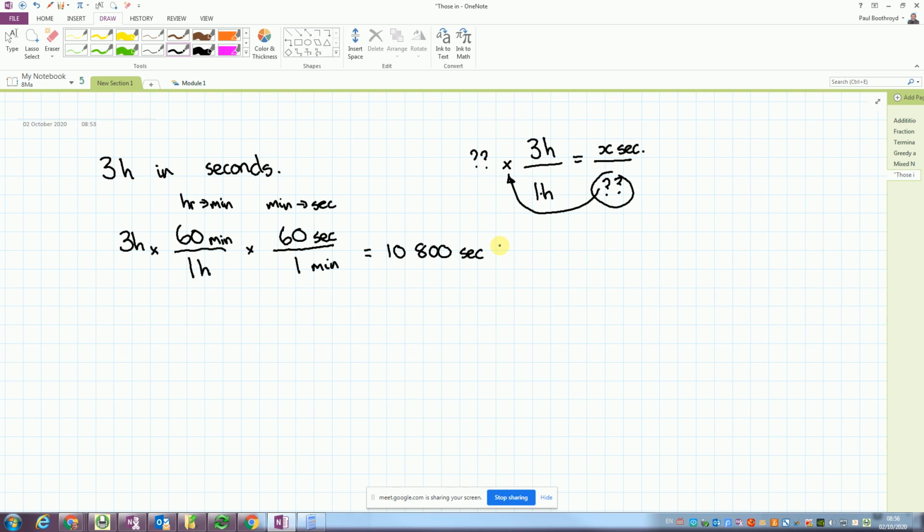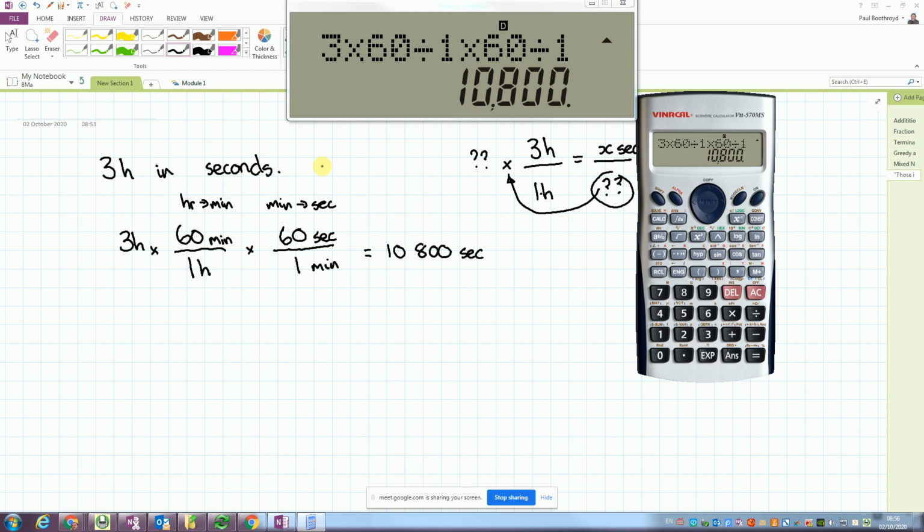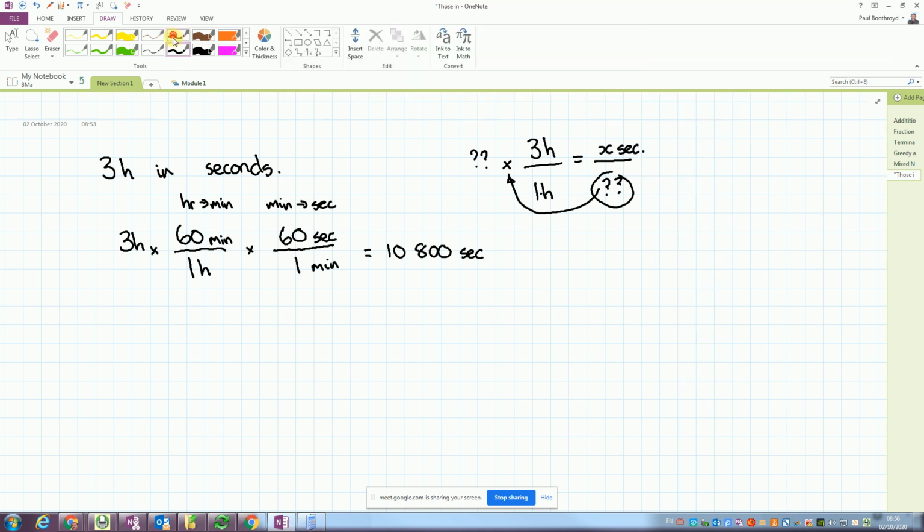Okay, so there's a lovely little technique using fractions and cancelling, because what's really happening is I'm cancelling hours: hours on top, hours on bottom, they cancel. Minutes on top, minutes on bottom, they cancel, and I'm left with seconds. That's what my technique does.